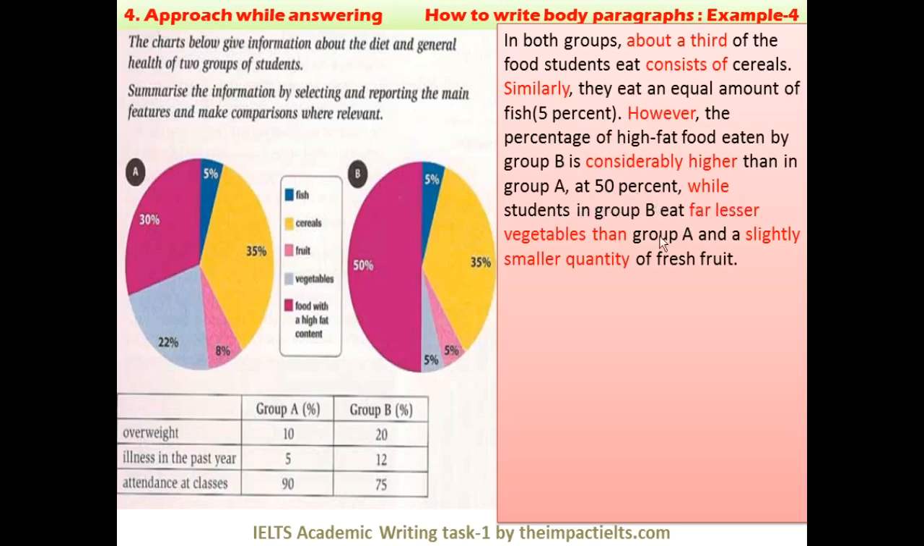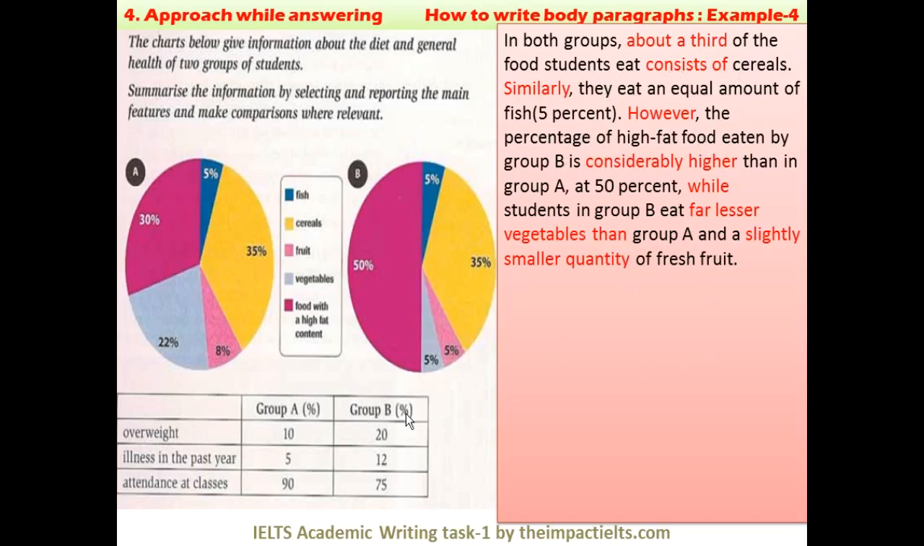While, again linkers, students in group B eat far fewer vegetables than. This kind of words again, far less, means they're talking about the big difference, considerably higher, far fewer vegetables. So you can see vegetables 22 and 5, so big difference. So that's why we're saying far fewer vegetables and a slightly smaller quantity of fresh fruit. So you can see this, right? The kind of linkers that I'm using in all exercises.